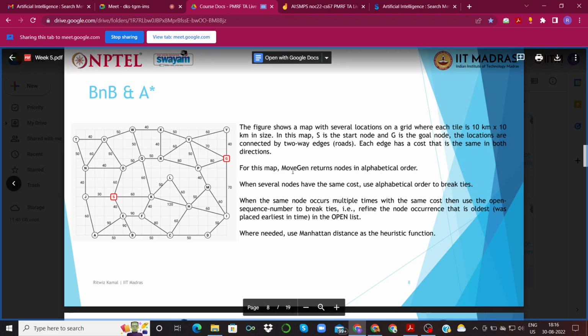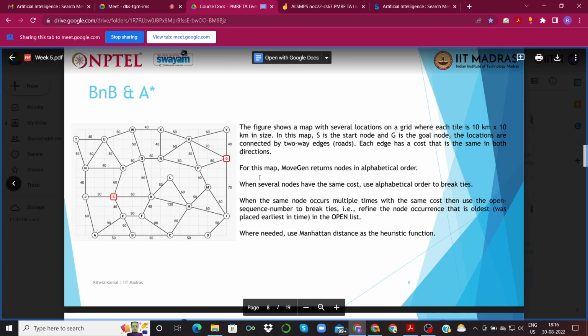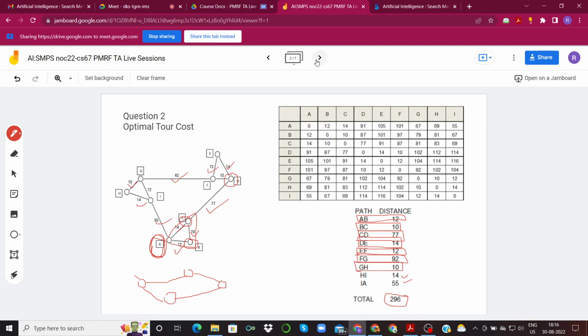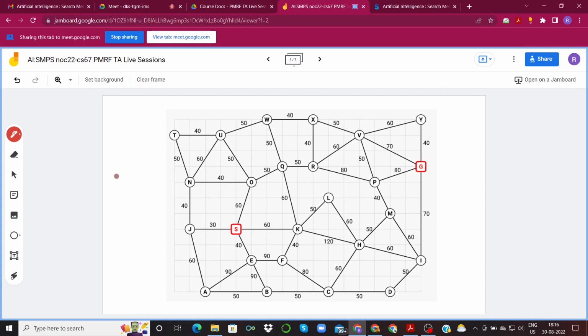And for this map, the move_gen table returns nodes in alphabetical order. To elaborate on that a bit, for example, if we are at this node S, then the nodes that it could go to from S would be E, J, K, and O, right? And the way they would be listed in your move_gen function would be something like this. S could go to, first would come E, then J, then K, then O in alphabetical order. So this has been given to us, and we could keep this in mind.